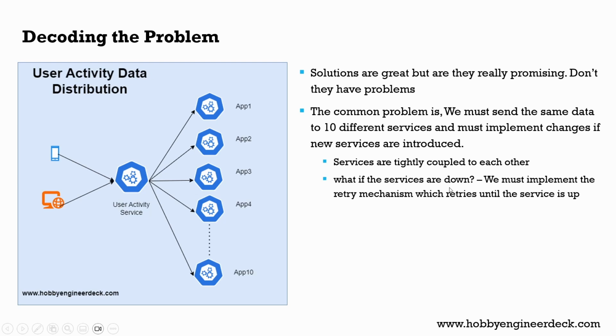Whenever you have multiple microservices, it's most likely that one or more services are down at some point of time. We must implement a retry mechanism, which retries until the service is up, or we have to fail that particular service, basically stop sending the data to that service. These are only a few problems to name, but there will be many problems. That is why these kinds of messaging systems evolved.